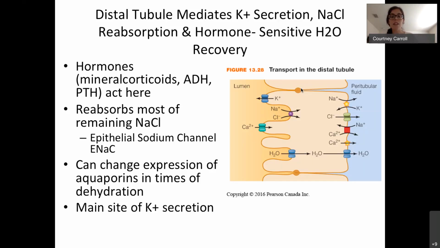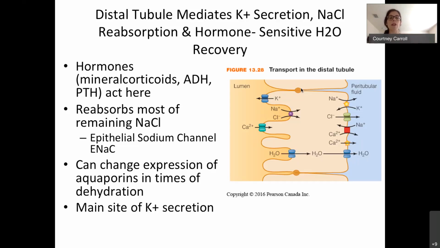And you do that in times when it needs to, say, take in more water and increase blood volume when blood pressure falls, for example. That is something we've talked about a lot. So those hormones act in the distal tubule and later in the collecting duct. So things like our mineralocorticoids, antidiuretic hormone, and PTH, parathyroid hormone, they act here in the distal tubule.